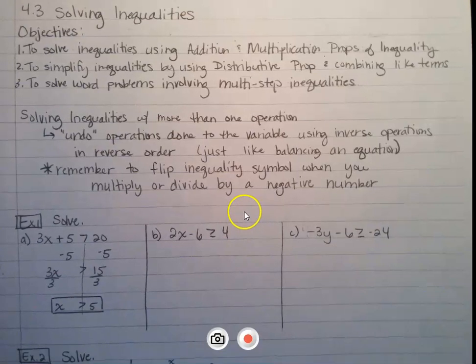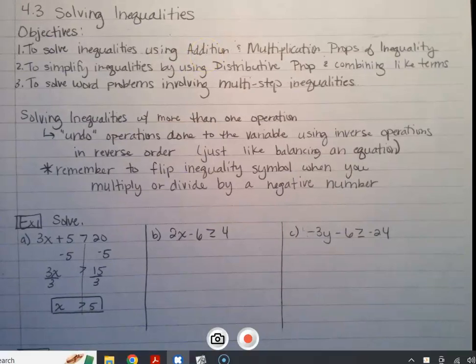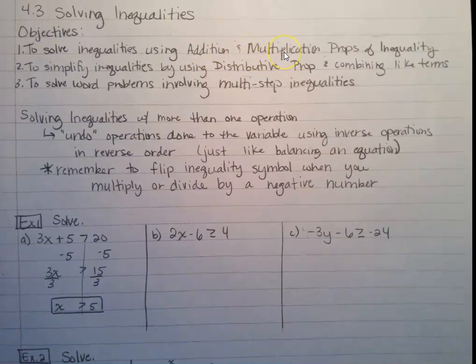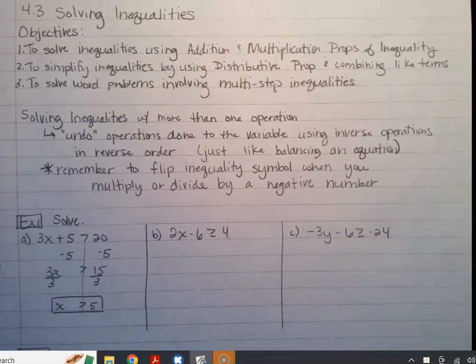Okay, so we're going to start out. I've added some objectives to the top of your notes so you kind of know what we're doing. First of all, we're going to work on solving inequalities using the addition and multiplication properties of inequality today. We're going to simplify inequalities using the distributive property and combining like terms. And then we're going to solve some word problems that are going to involve multi-step inequalities, which is kind of like what we were doing on some of the homework review.